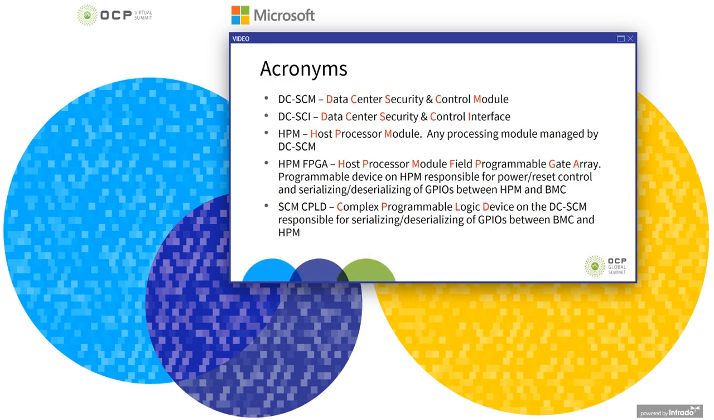The HPM FPGA is basically the programmable logic device on the HPM, typically used for power and reset control, with the added function of serializing and deserializing the GPIOs between the HPM and the BMC. The SCM CPLD is a programmable logic device on the SCM which is responsible for serializing and deserializing the GPIOs between the HPM and the SCM. It also performs some management functions on the SCM.